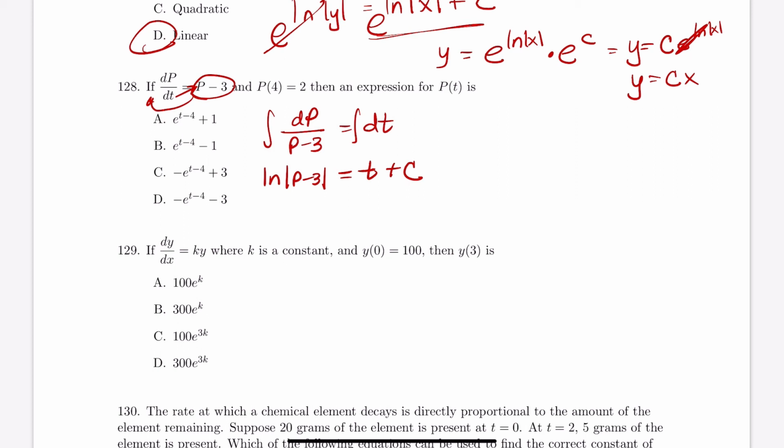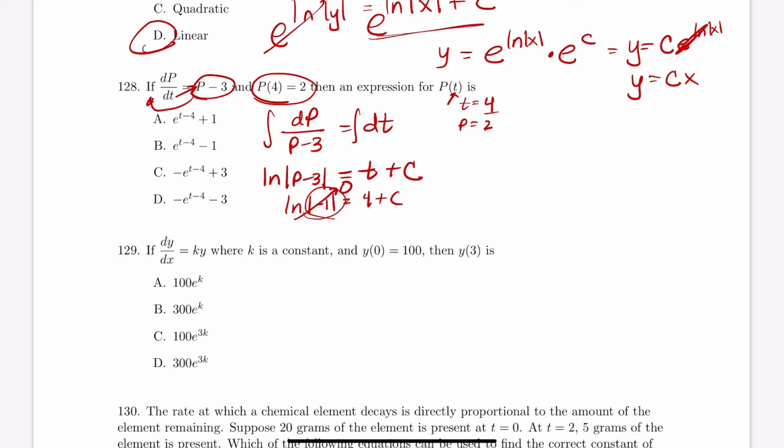Okay, so at this point, if they gave me an initial condition, I'm going to plug this in. The t is inside the parentheses. So I know that for t equals 4, p is equal to 2. Okay, so then I'm going to plug in 4 for t, so that equals 4 plus c. And then if I plug in 2 for p, that'll be the natural log of the, good thing we have our absolute value, right? Because you can't take the natural log of a negative number, but because we're forcing it to be positive with the absolute value, the natural log of positive 1 is just going to be 0.